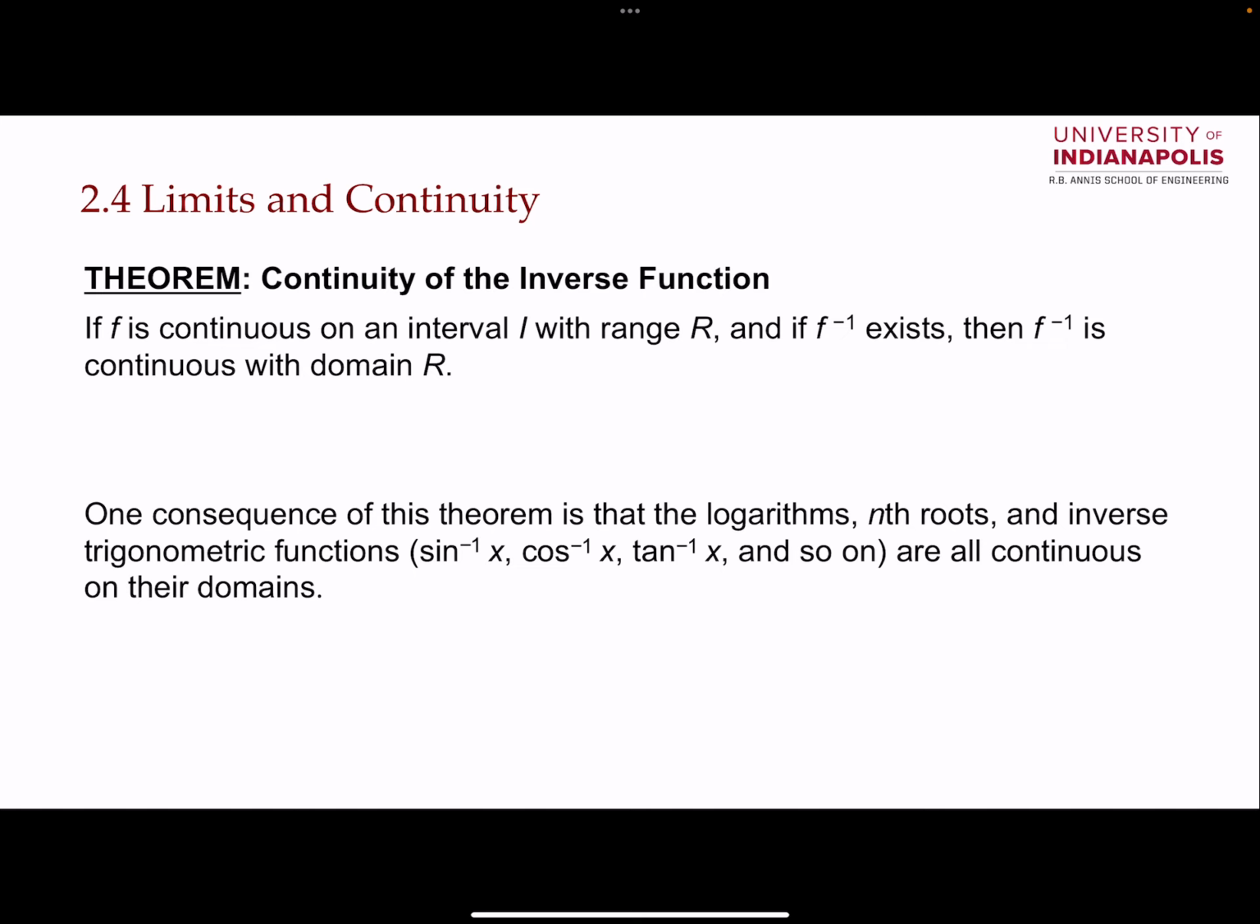Okay, we define what the inverse functions are. If function f is continuous on the interval I with range R, and if f inverse exists, then f inverse is also continuous with domain R. Now, since sine x and cosine x are continuous, then the inverse functions of those, sine inverse x, cosine inverse x, tangent inverse x, and so on, are all continuous in that domain.